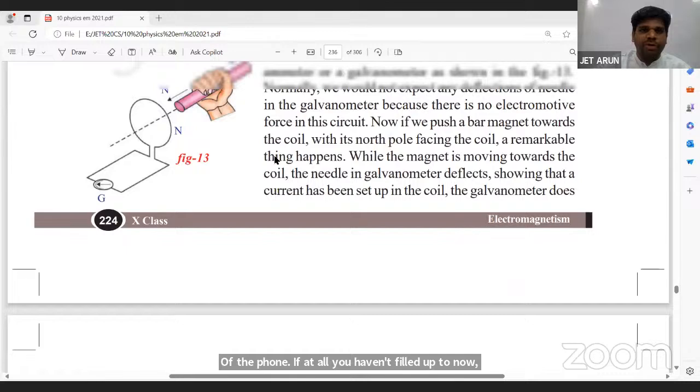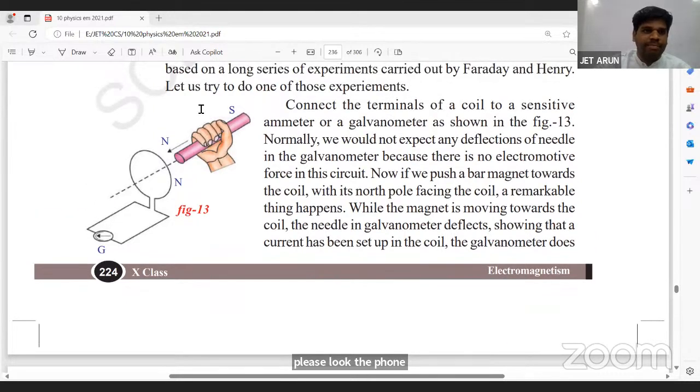All right, now I've got a coil and a bar magnet. It's a rectangular coil I'm showing. In the book, they showed a circular coil. I've got a coil. I've got a bar magnet. Let's say this cap is north, and this is south.